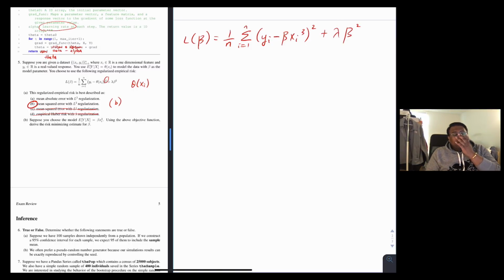Now what we want to do is, as we did in number 3, solve for the optimal beta. Okay, and so this is a sort of process that you should be comfortable with going into the final exam. So let's do it. So how do we do this?